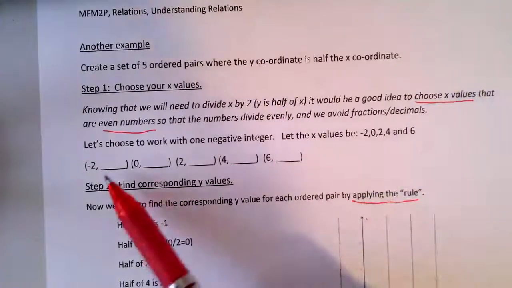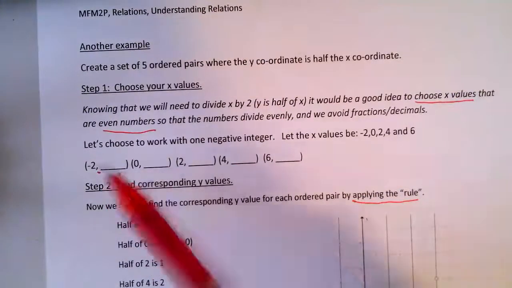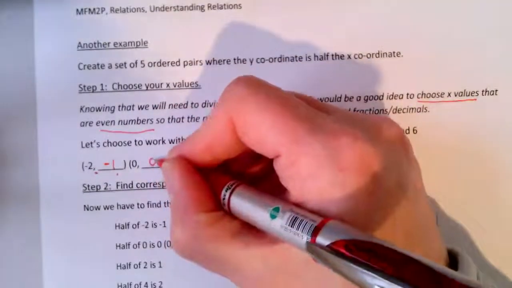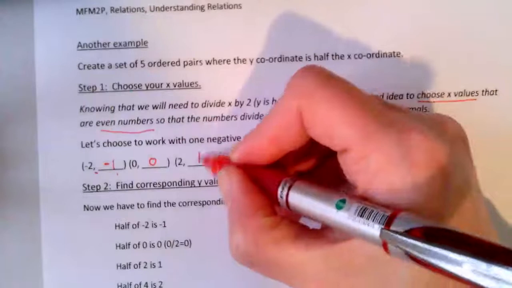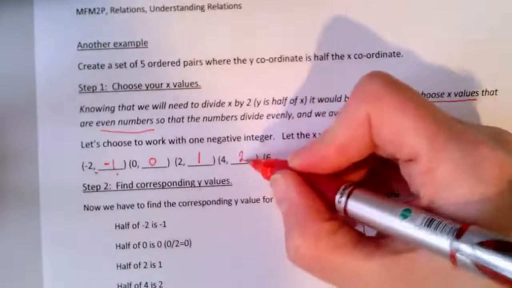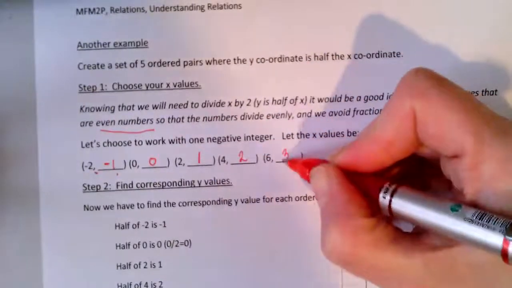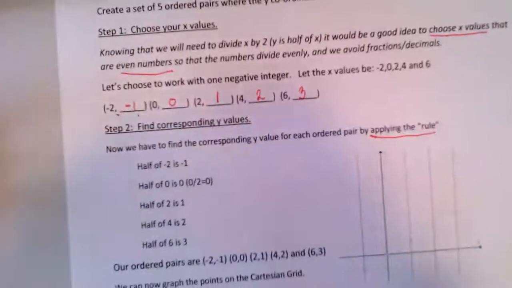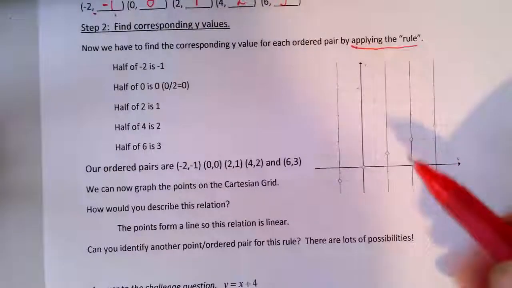Okay, so half of -2 is -1. Half of 0 is just 0. Half of 2 is 1. Half of 4 is 2. And half of 6 is 3. And so down below, we have summarized all our ordered pairs for this particular relation. And I have graphed those relations on the Cartesian grid.